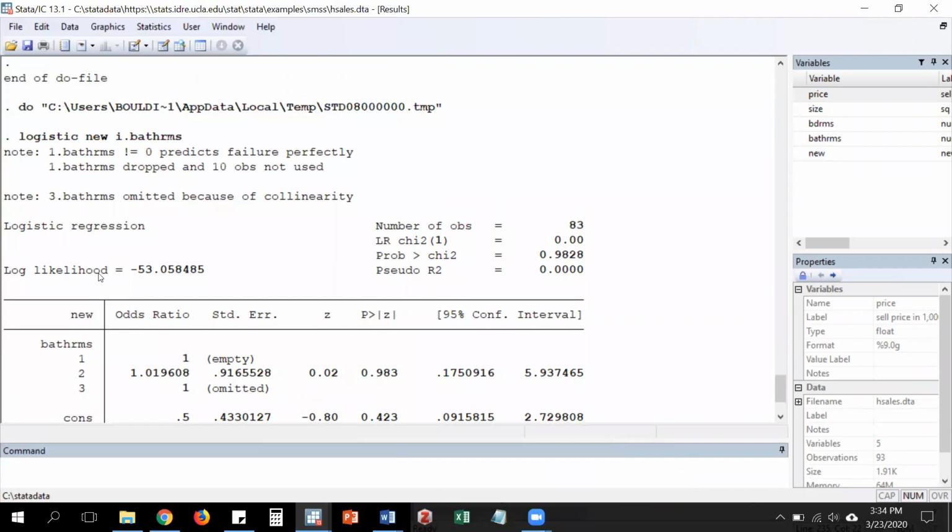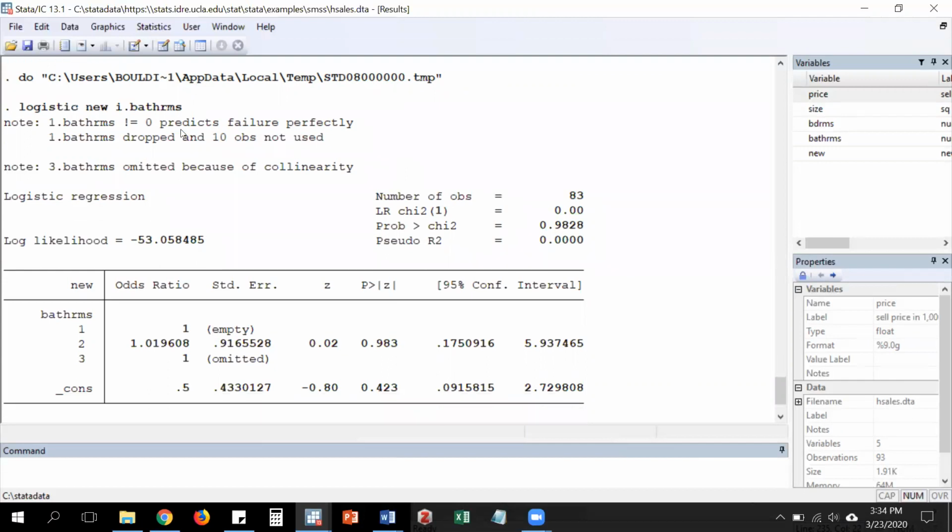strange looking output here. So we get a note from Stata right under our code that says, if bathrooms is not equal to 0, that predicts failure perfectly. So that means it's not a new house. Predicting failure means being an old house. And then it says that one of the categories was dropped, if bathrooms was 3, because of collinearity. And so that probably means that every home with 3 bathrooms was new.